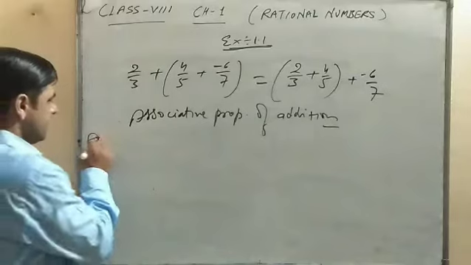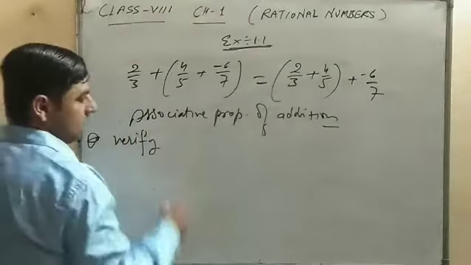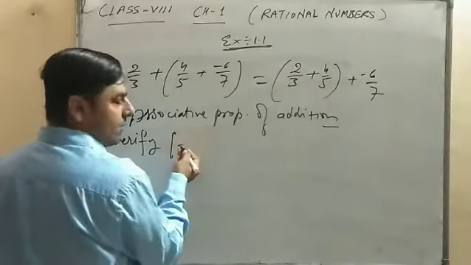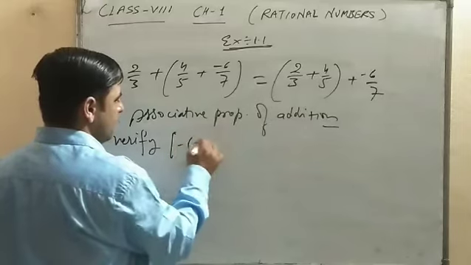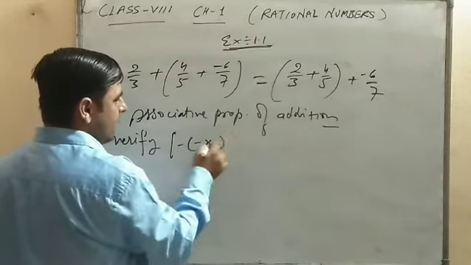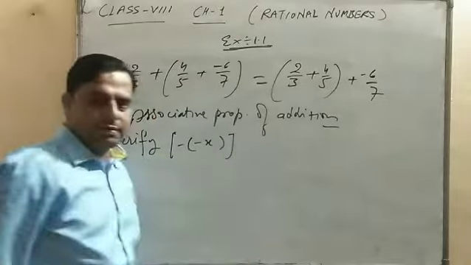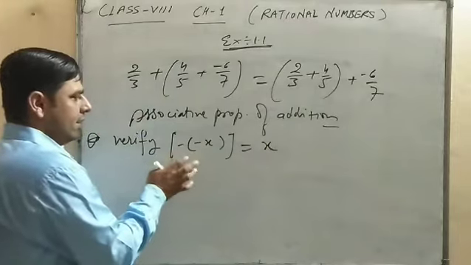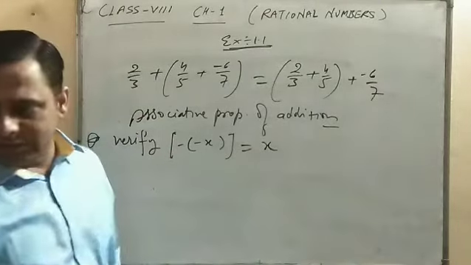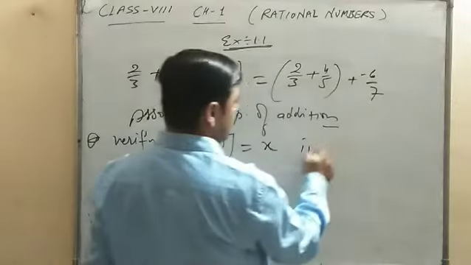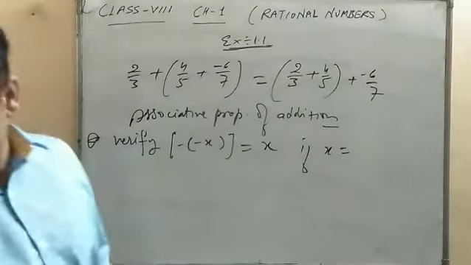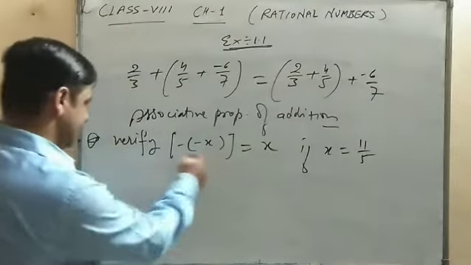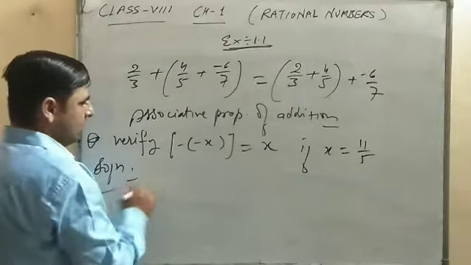Okay, and one more question is there. Verify minus of (minus x) in brackets is equal to x. So you have to verify that left hand side is equal to right hand side, if x is equal to 11 upon 5. Let's see the solution, how we will do it.